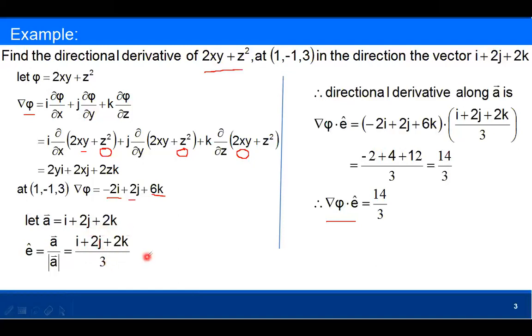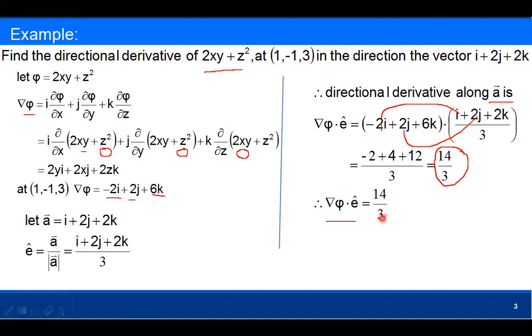Now find the directional derivative along the direction of the given vector, that is del phi dot e cap. Del phi is minus 2i plus 2j plus 6k dot e cap, that is i plus 2j plus 2k upon 3. Multiplying this dot product of two vectors: minus 2 into 1 is minus 2, plus 2 into 2 is 4, plus 6 into 2 is 12. If you simplify, we get 14 upon 3, which is the directional derivative of the given scalar point function in the direction of the vector i plus 2j plus 2k.